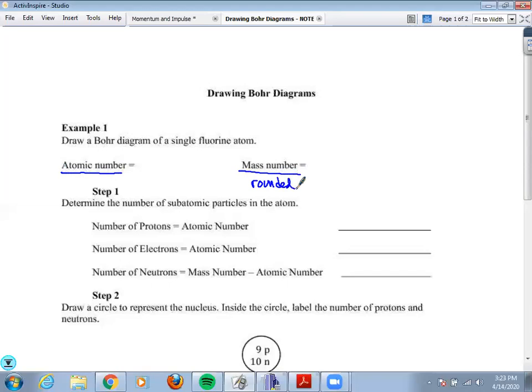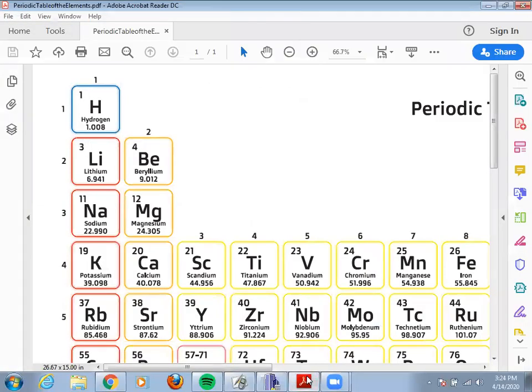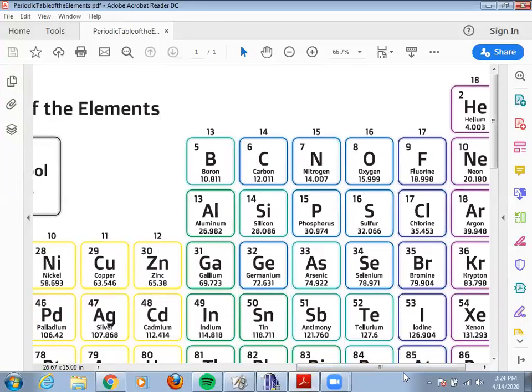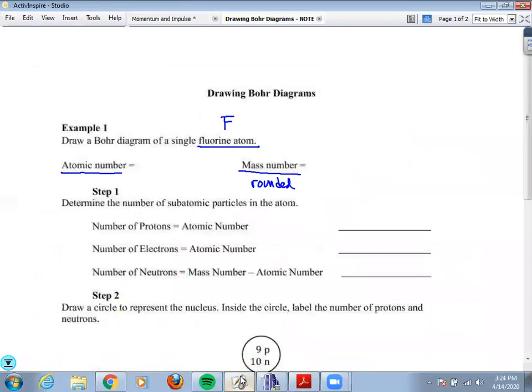So we are going to draw the Bohr diagram for a single atom of fluorine. The first thing we need to do is go to our periodic table and find fluorine. Okay. So we look and we find fluorine, and there it is. It's element number 9. It has a mass number of 18.998, so we'll round that to 19. So atomic number 9, mass number 19.